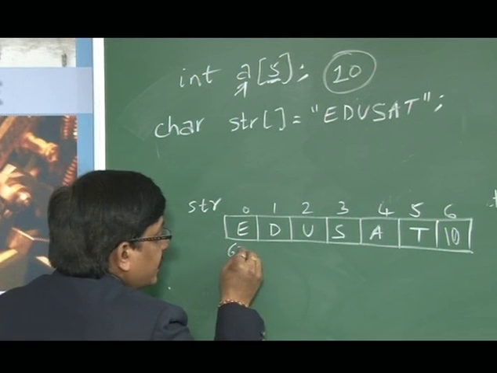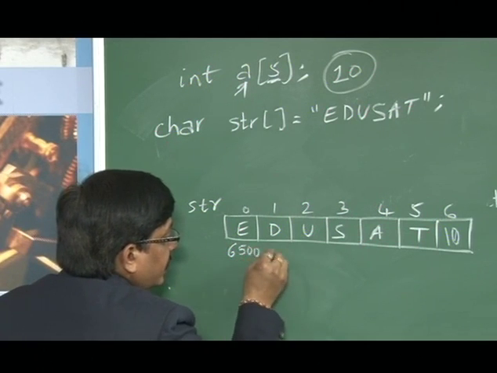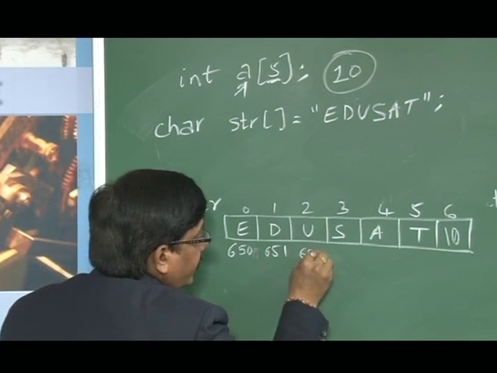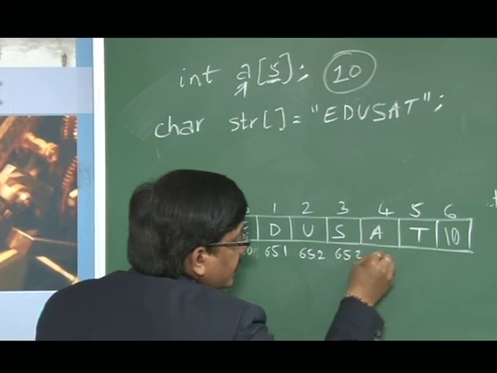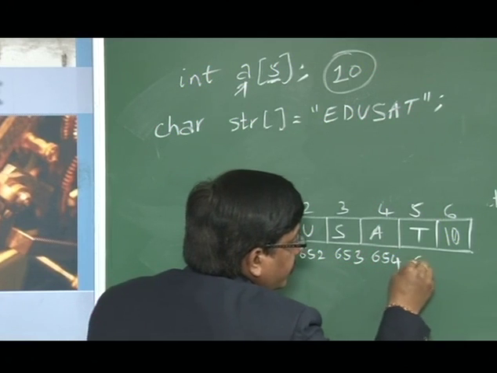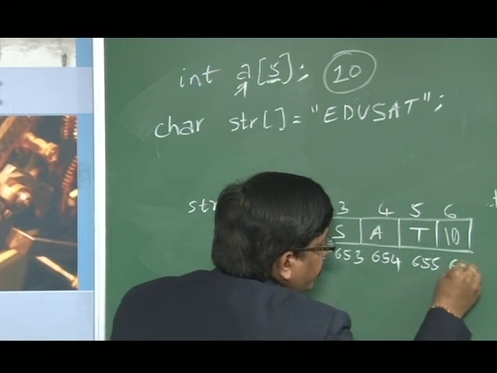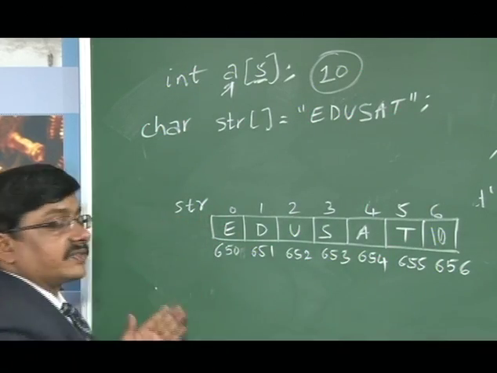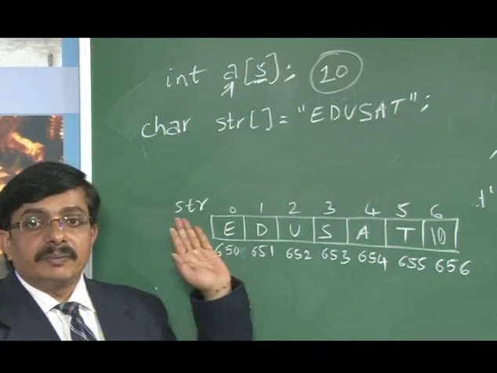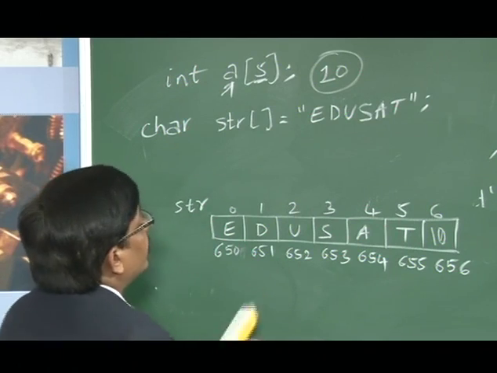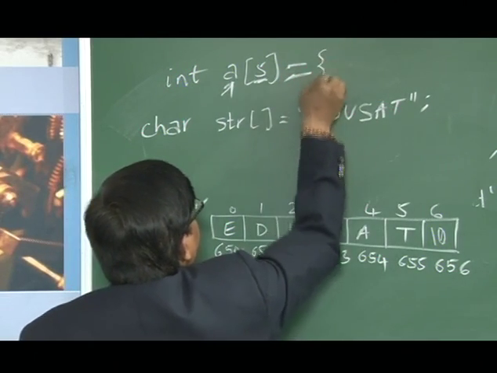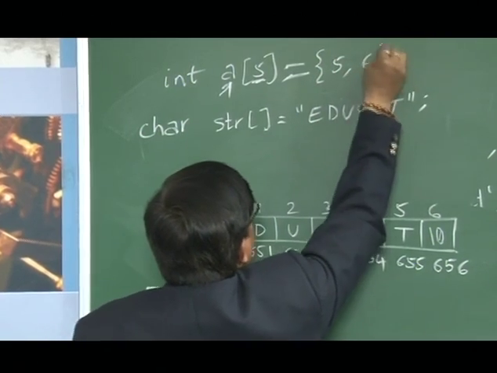If this address is 650, then the next addresses will be 651, 652, 653, 654, 655 and then 656. So from 650 to 656 inclusive, 7 bytes of memory will be allocated there. Now I am writing here the declaration with 5 and 6.